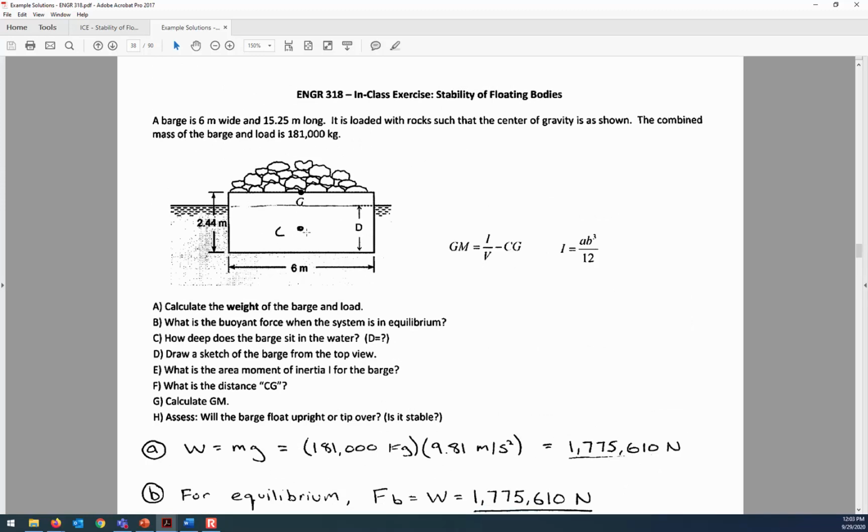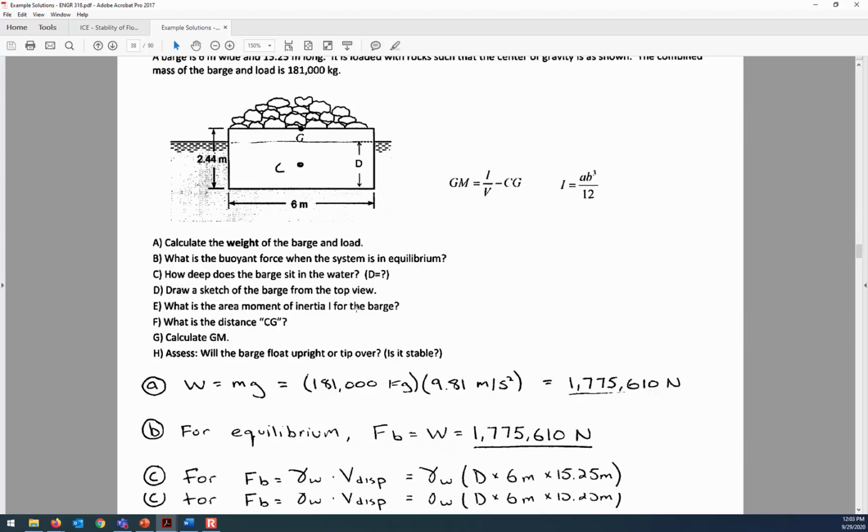That's okay, because think about what happens if this starts to tip. There's going to be more submerged volume on the right side, which means that a righting couple will set itself up. C is the center of buoyancy, and so the center of buoyancy would move to the right, and the center of gravity is still acting straight down, and so that would cause it to tilt back into stability.